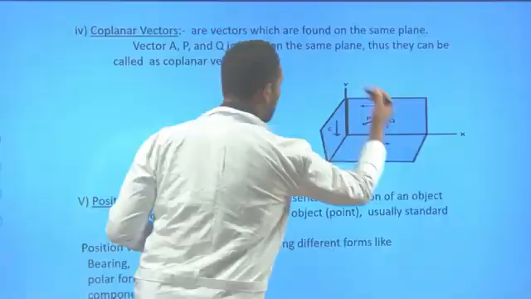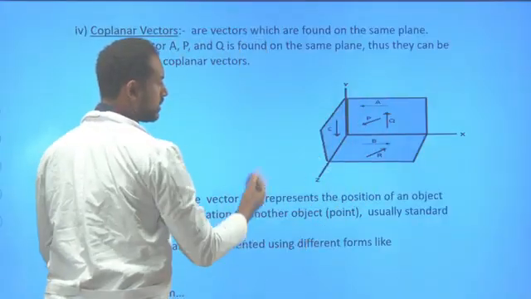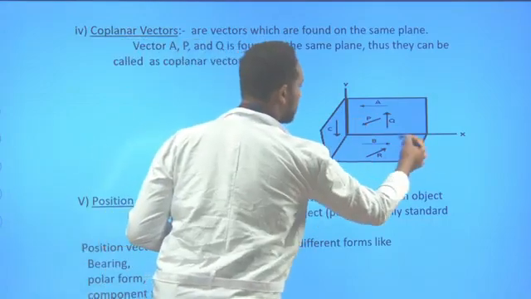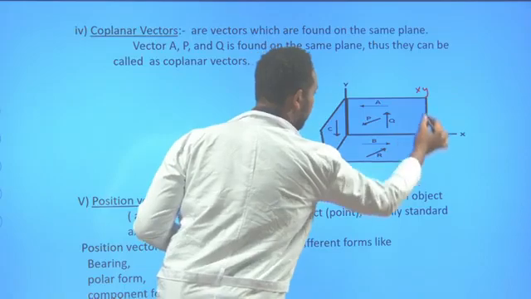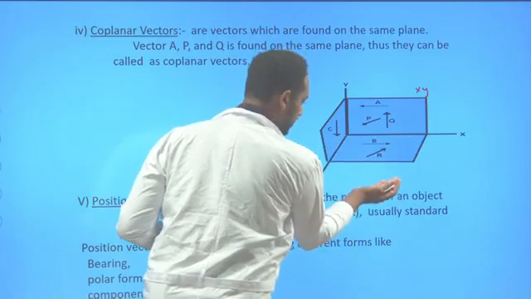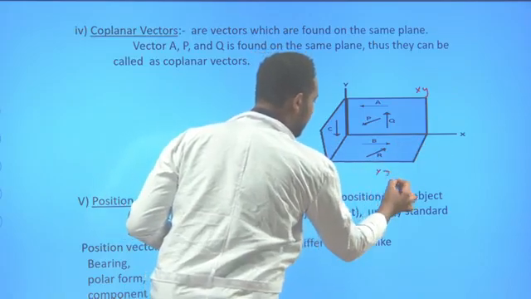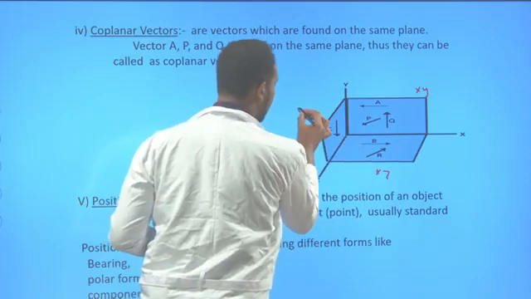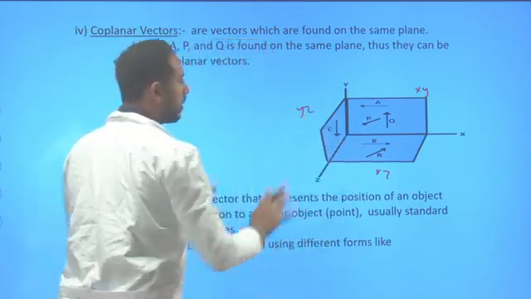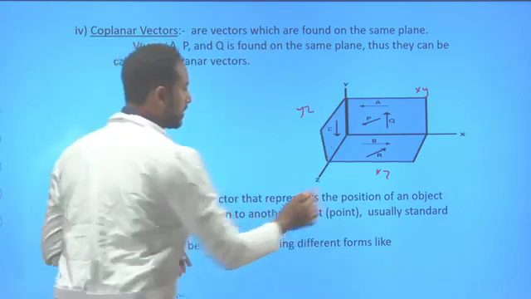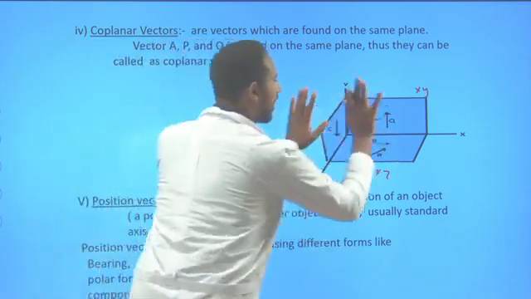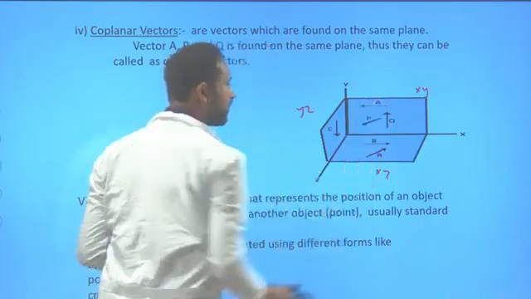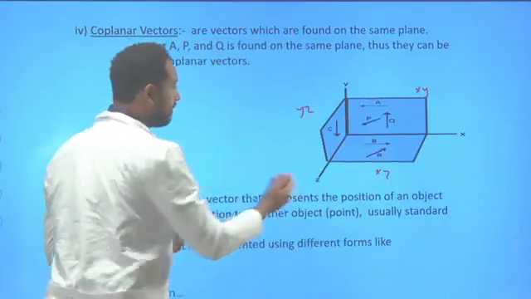Here we have an x, y, z Cartesian coordinate system. On this Cartesian coordinate system, you might have a plane, the x, y plane. Here we have the x, y plane, and at the bottom we have the x, z plane, and on this side we have the y, z plane. Okay. On each plane we have different vectors. Here we have vectors a, p, q. All those vectors are found on the xy plane, so those three vectors are said to be coplanar vectors.